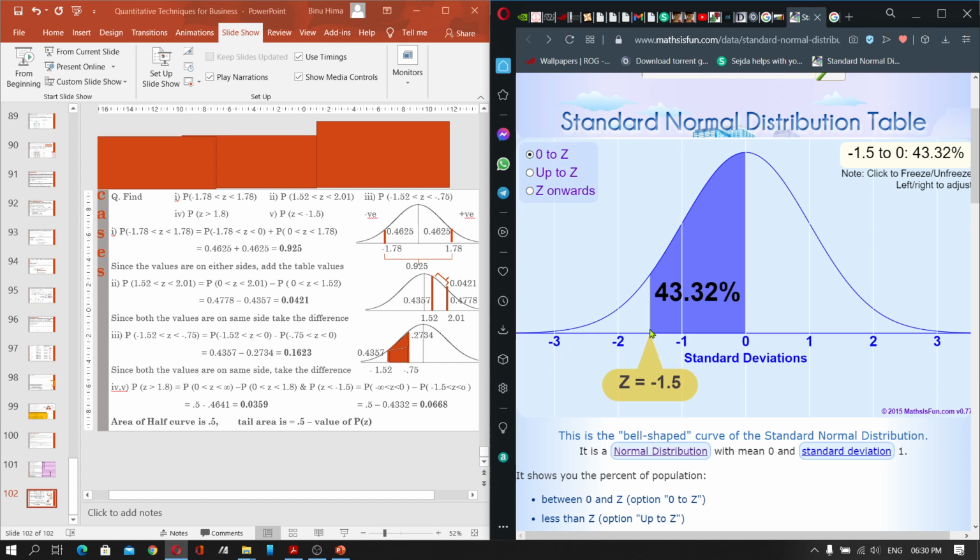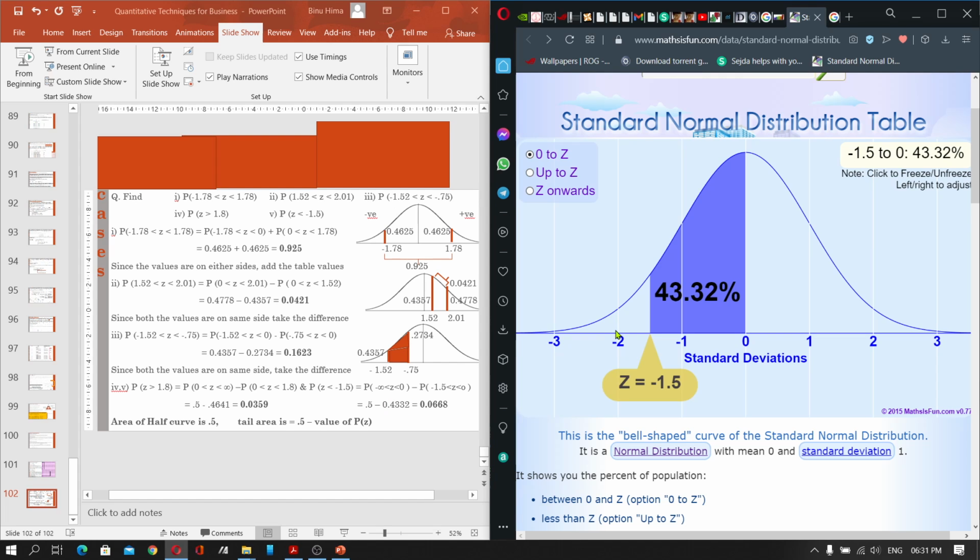I hope you have understood the concept, and remember the main concept regarding the area of a half curve. Half curve means this one. From this to this is known as half curve, represented as 0.5. If you want to get the tail area, this is known as tail, just like the tail of an animal, it is going like this. To get the area of this tail, you need to deduct whatever the number is from 0.5. That is the concept which we have done now.